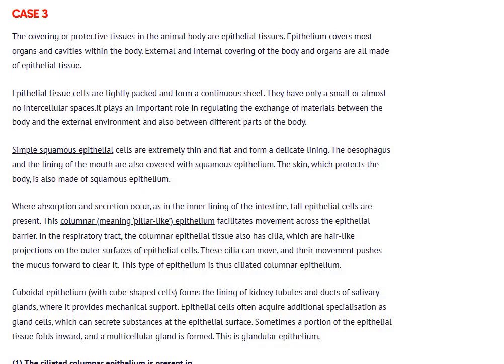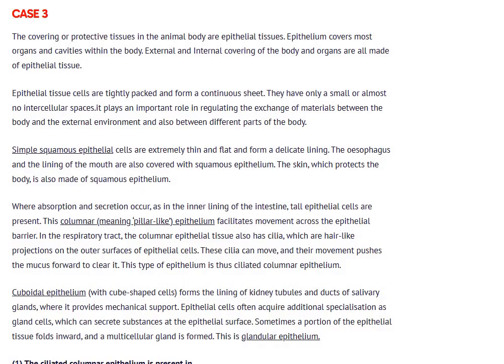Epithelial tissue cells are tightly packed to form a continuous shield. They have only a small or almost no intercellular space. It plays an important role in regulating an exchange of materials between the body and external environment, and also between different parts of the body. So these epithelial tissues are again classified into several types. So the first one is simple squamous epithelial.